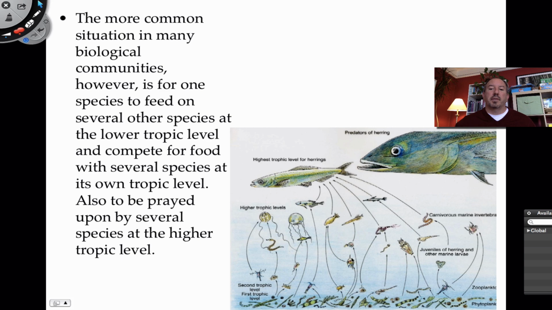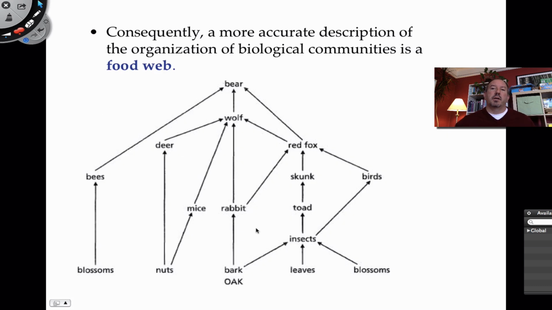In other words, if your favorite food's not around, you're going to switch to something else and then switch to something else. And so, consequently, a more accurate description of these trophic levels is something that we like to call a food web. And within the web, you could study things like food chains. But there's many cross links forming what we like to call a web. For example, an insect can be eaten by a bird, but it could also be eaten by a toad. And so there's many kinds of relationships that will happen.